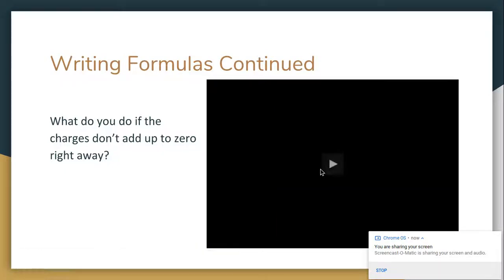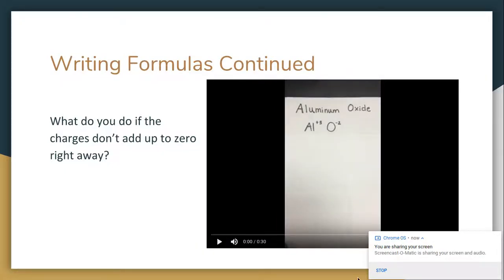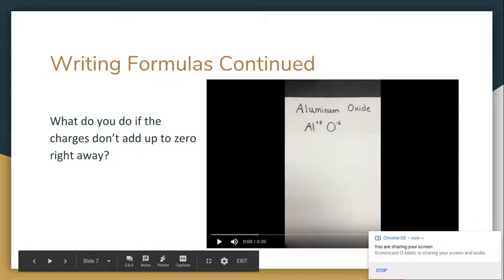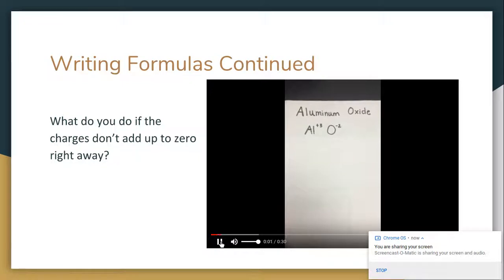So let's go ahead and take a look at the video clip here. So the example we have is aluminum oxide. And the charges that are on the periodic table are written there. So we use what's called a crisscross method, where the charge of each element becomes the subscript of the opposite element. So Al2O3.